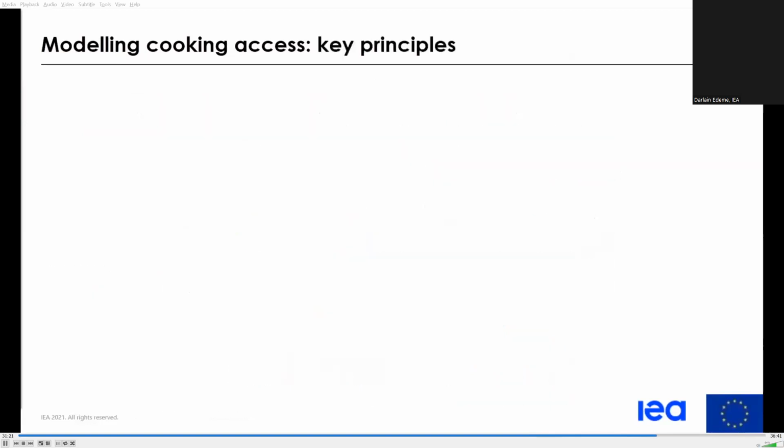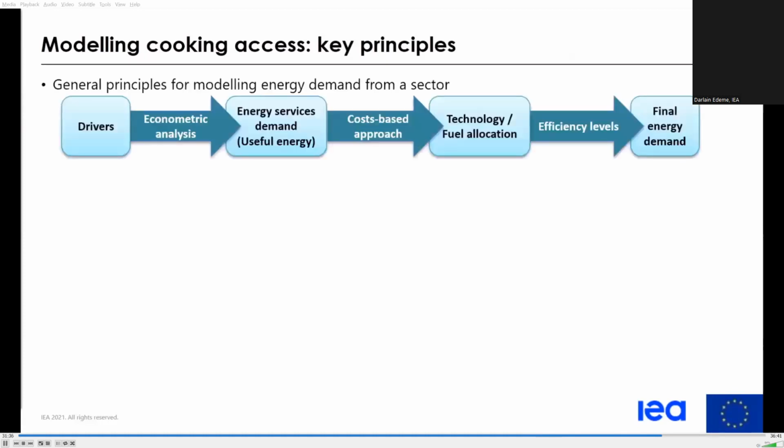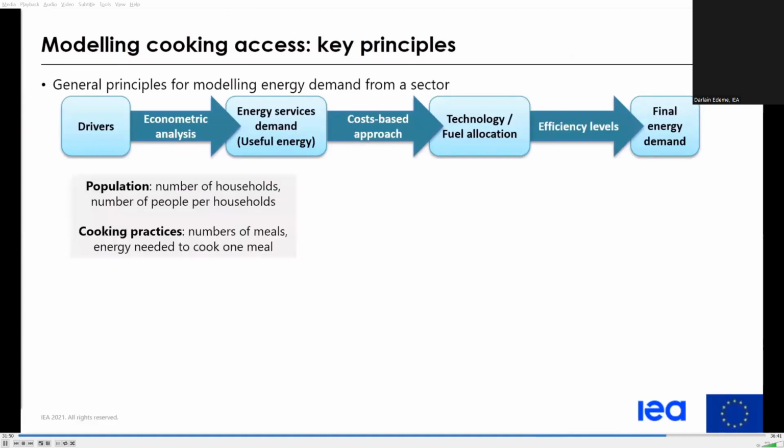Now, let us see some of the key principles for modeling clean cooking access, and the general principles for modeling as seen in the modeling sessions before. We need first to analyze the drivers such as population and cooking practices. With the drivers and some econometric analysis, we get the energy services demand, which is the useful energy demand needed to cook a meal. To cook, you need a portfolio of cooking fuels and equipment.